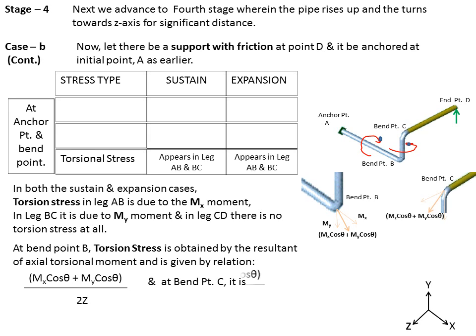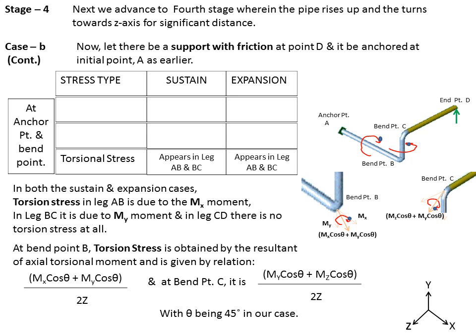And at bend point C, it is given by My cos theta plus Mz cos theta, that is, the direction in which the bend is running, the y and the z direction, and then the resultant of these two direction moments divided by the appropriate section modulus of the pipe, with theta being 45 in our case. So we have the moment along that direction for bend point C, Mz cos theta and My cos theta.